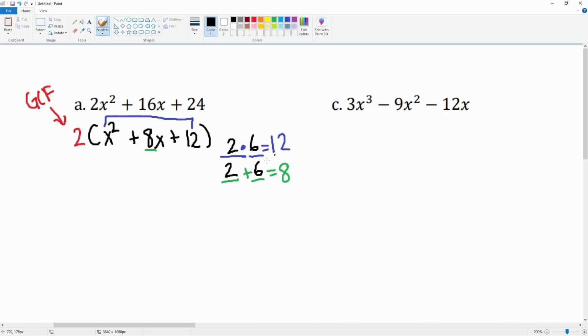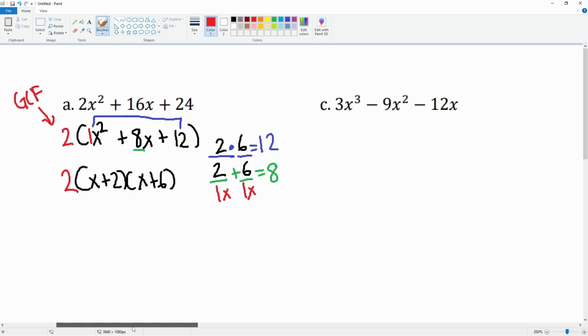And yep, 2 times 6 is 12. 2 plus 6 is 8. Correct. Here we have a 1 that you're going to divide by, 1x, 1x. So in factored form, it would just be x plus 2 and x plus 6. Do not forget about that GCF of a 2, right?